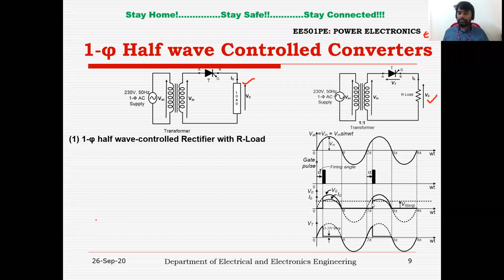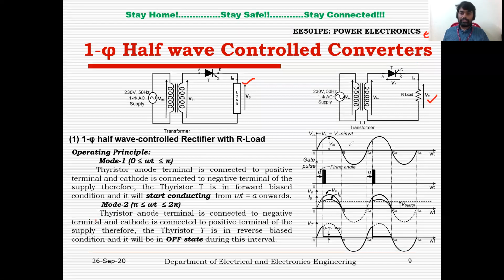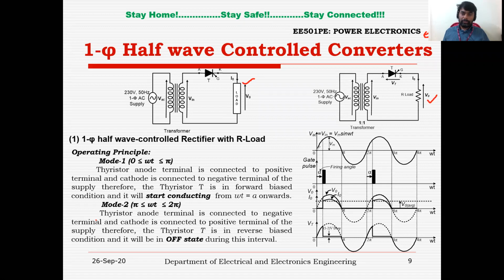Now these are the waveforms. We have just discussed the same waveform, but again I am going to discuss here. During the positive half cycle, where omega t lies between 0 and pi, here it will be positive and here it will be negative. That means the thyristor anode is connected to positive and cathode to the negative terminal. So it will be in forward bias condition and it will start conducting from omega t equal to alpha onwards, because alpha is the firing angle. From this point onward, the output voltage follows the input voltage, and the output current is in phase with the output voltage because it is a resistive load.